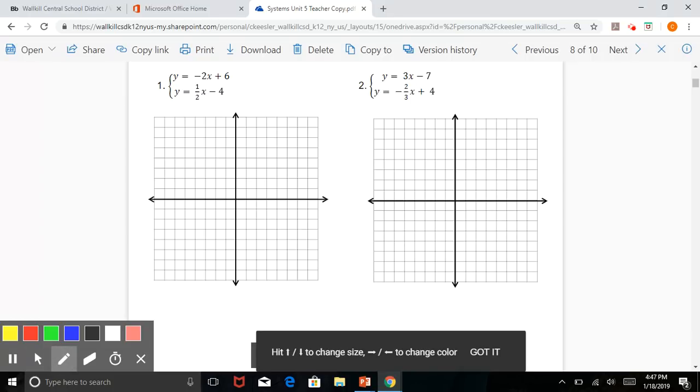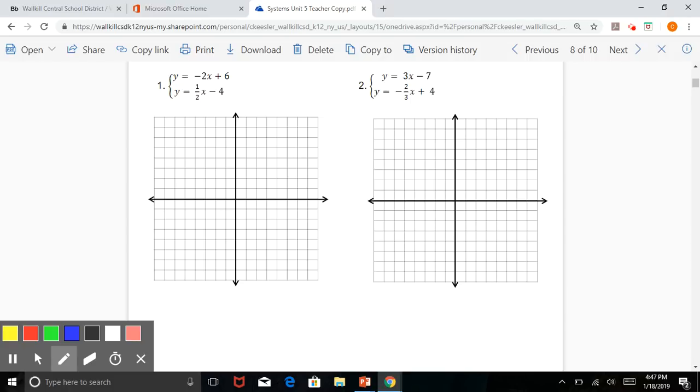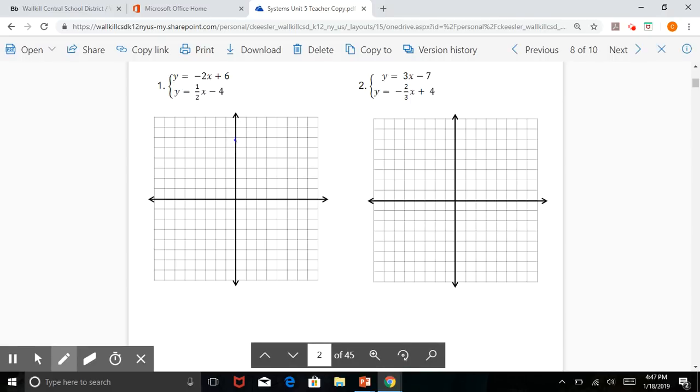So for number 1, taking a look at the first one, it's evident that the y-intercept is 6, so we go up to 6 and put our first dot. Then we count down 2 over 1 because the slope is -2, and draw our points for the rest of the line. Then take a straight edge and draw a line through the points, arrows on both ends, labeling it with the equation.